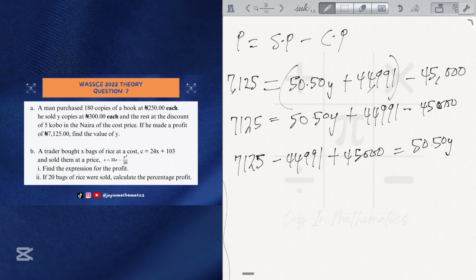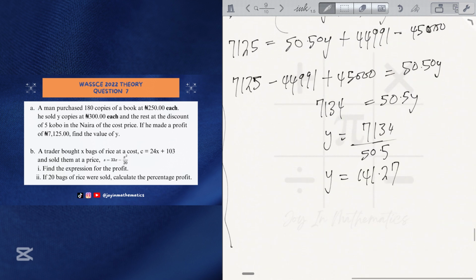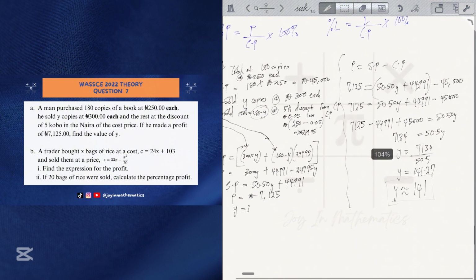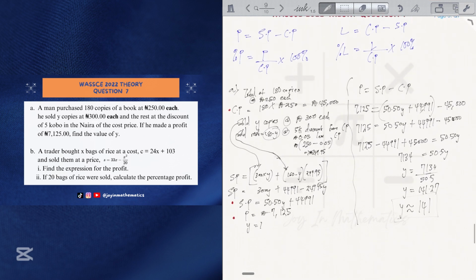So in view of this, the left hand side will be left with 7134 is equals to 50.5y, then y will be equals to 7134 divided by 50.5, and it will be equals to 141.27. Now we can approximate this to give us 141. So we have the value of y to be equals to 141.